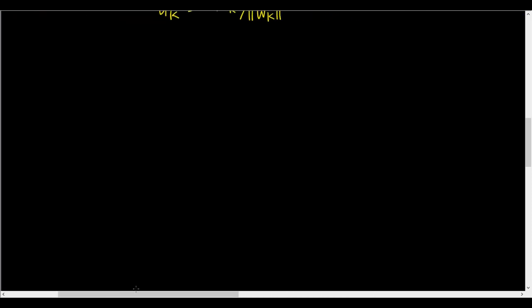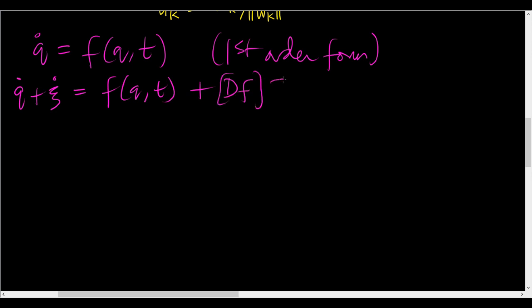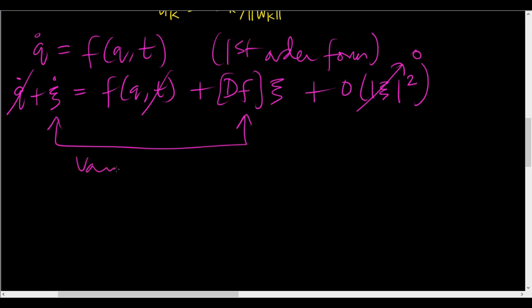So we are continuing with the Duffing equation. Q dot is equal to f of q, t, written in first order form. Then we consider another q, which is q plus xi. So q plus xi dot is equal to f of q, t plus df xi plus order xi squared. As we have done before, we will neglect this. So this one then cancels. These two are equal. That is called the variational equation.